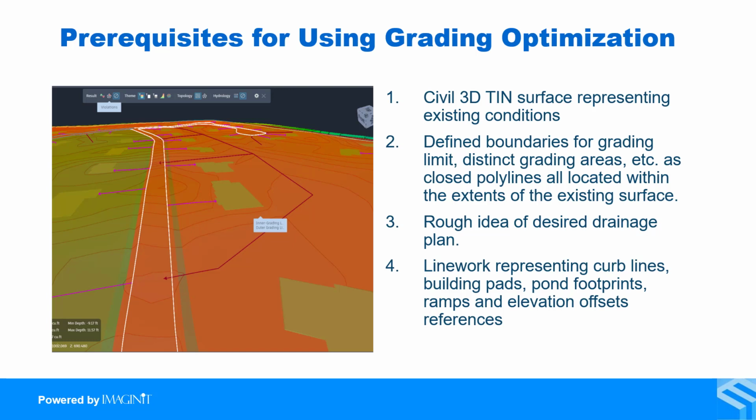So I'll always have a project grading extents area that is defined by a closed polyline, and then inside of that I will have additional areas that have distinct grading criteria. I also have to have a rough idea of my drainage design. So where am I going to place my low points? What kind of drainage, in which way is my site going to drain?